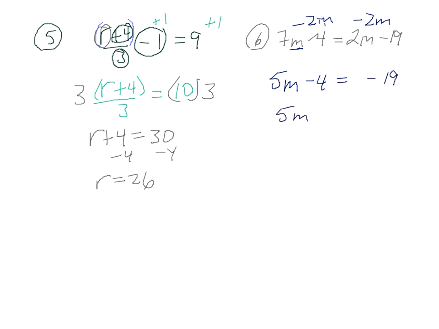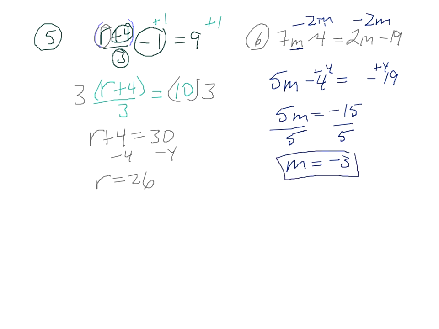So 5m, as I add 4 to both sides, 5m equals negative 19 plus 4, which gives me negative 15. Now I'll divide both sides by 5. And so m equals negative 3. So that's what solving an equation looks like. We're going to undo what's being done to the variable.